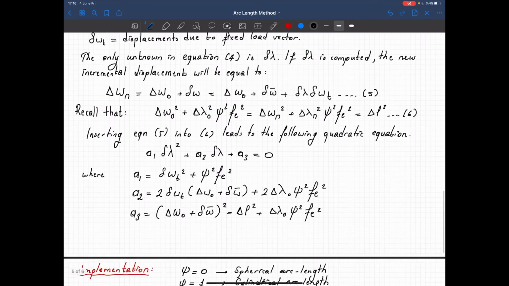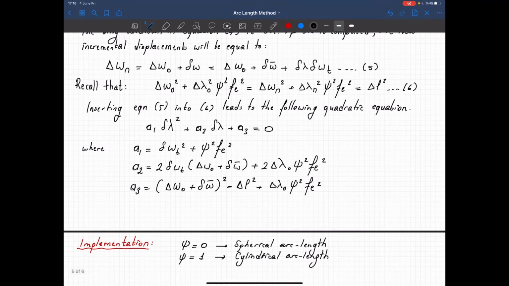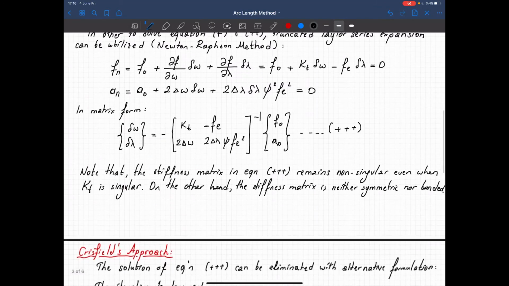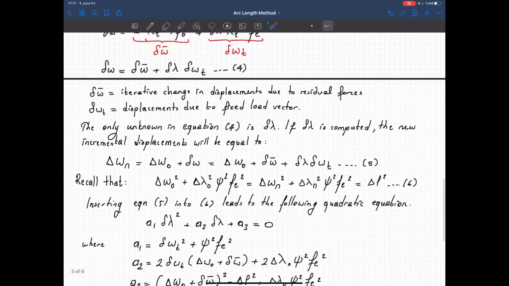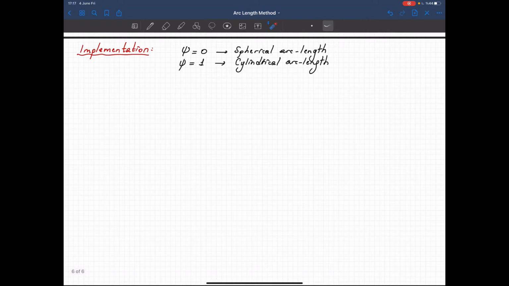Why is it called like this? Let's go back to our constraint equation. Where's this ds? Let's go to that equation. This one. So when we make this phi equal to 0, we only have the displacement squared, and we are constraining it to be equal to delta L. We are just forming a circle, in 2 dimensions. But if you have the phi, you have the effect of displacement increments as well as the loading in your calculations. And this type of arc length method is called the cylindrical arc length method.